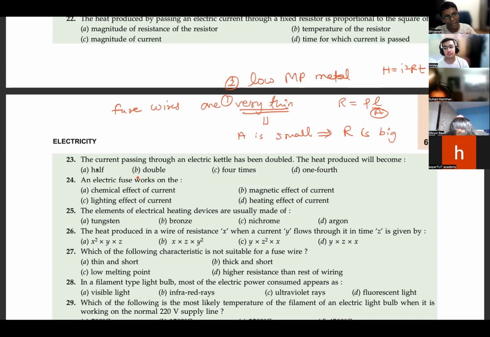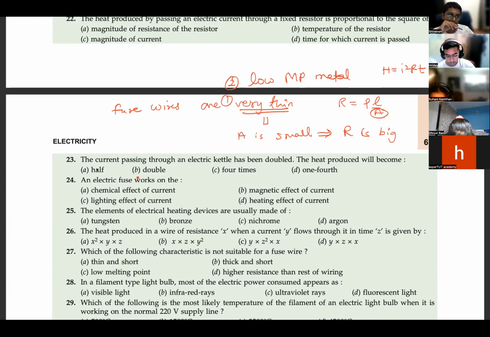See, the current is same. Some current is flowing through a wire, okay? By putting a fuse, you're not going to change the current because the fuse is a very small device. So now what can you change more in this? Which value can you change in this equation? Only the resistance.